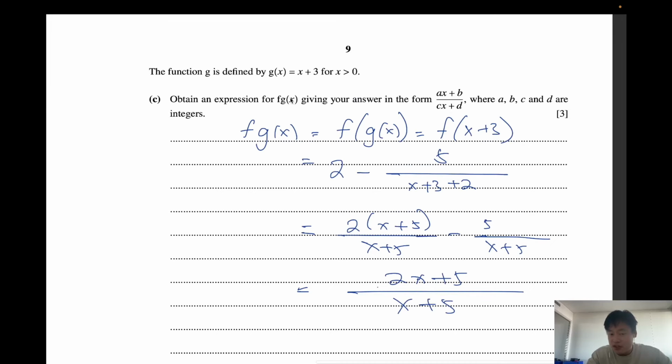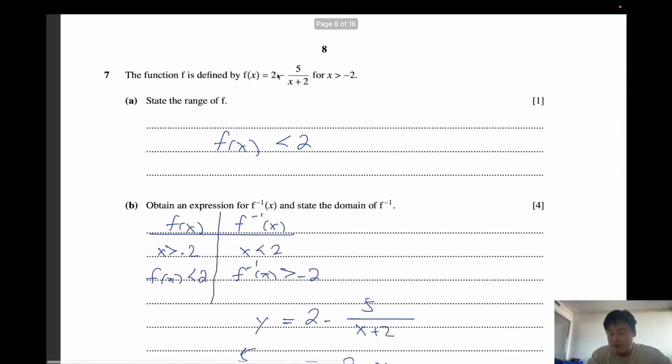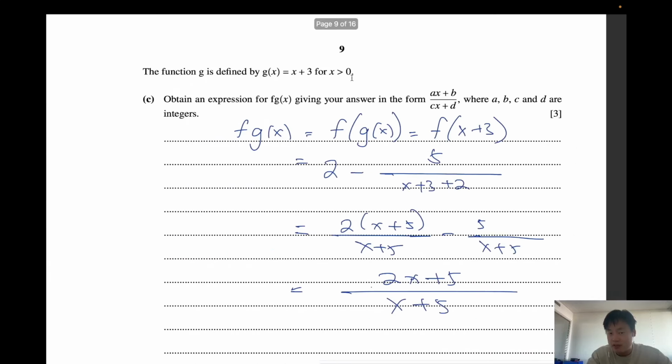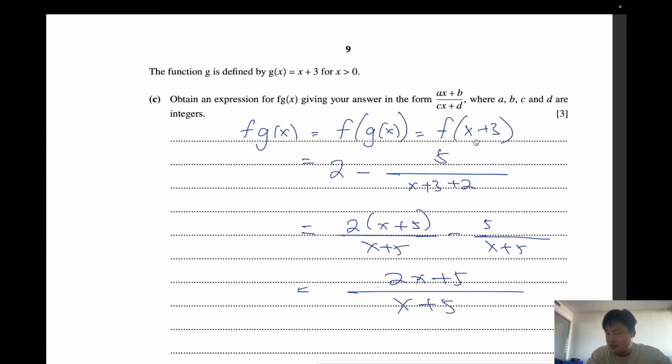f of g of x just means shoving g of x inside the x in f of x, which is what we sort of explained over here. You see how that works? Because g of x is x plus 3, so you substitute x plus 3 into f of x. What is f of x? f of x is this. The x over here got replaced with what? x plus 3. That's what it means, doesn't it?